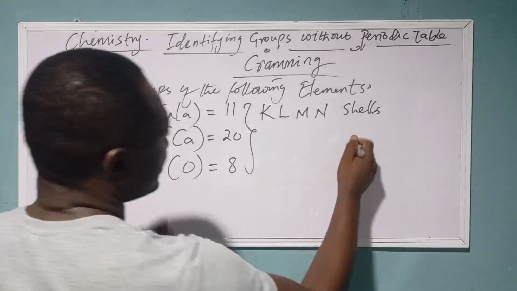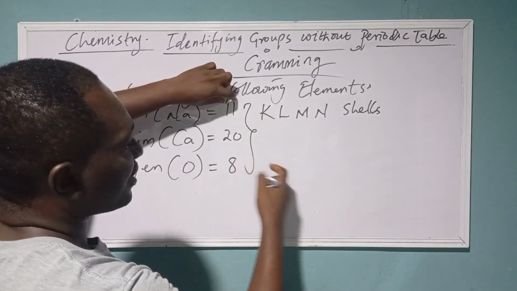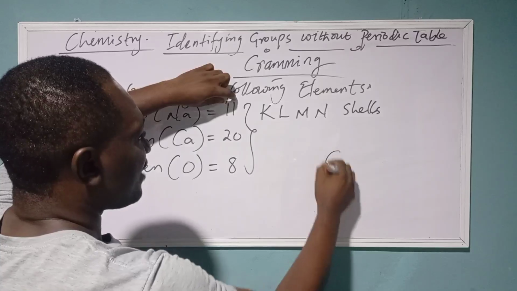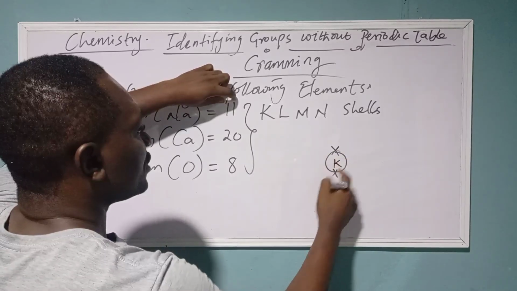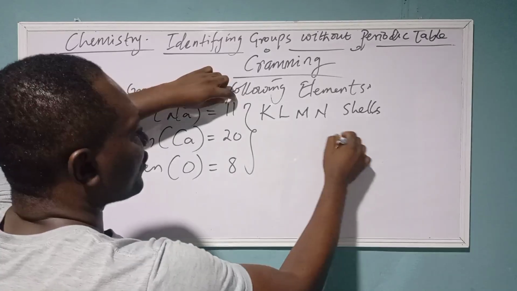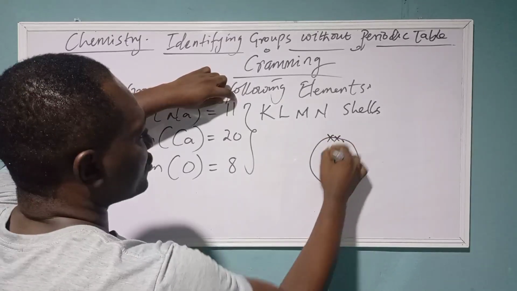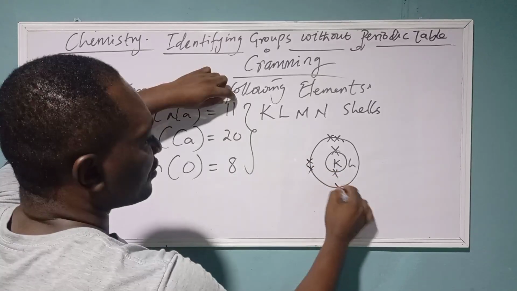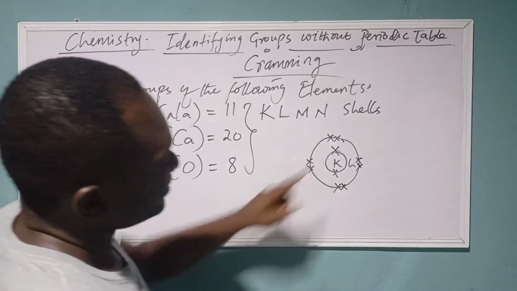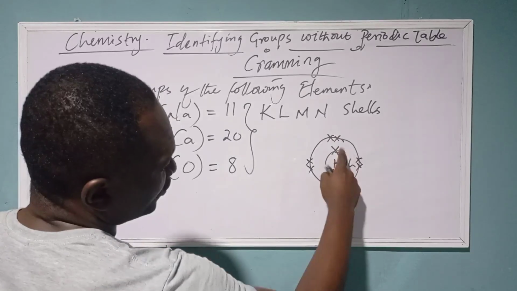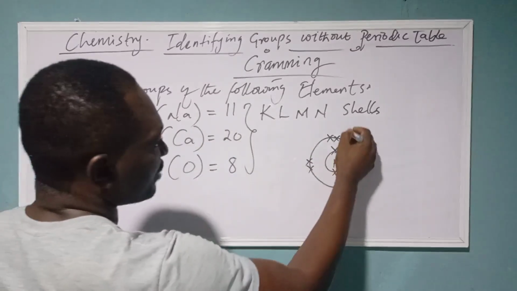I'm going to use this space now. So for sodium, that has 11 electrons, we now have, for the K, you can only have 2 electrons, right? Then for the L shell, you can have 8. 1, 2, 3, 4, 5, 6, 7, 8. Now, let's count it. We have 8 outside plus 2 inside. That makes 10. So we are left with only 1 to make 11.